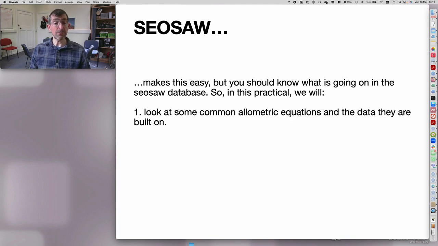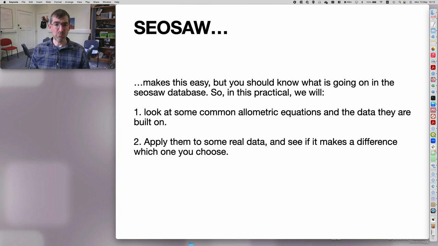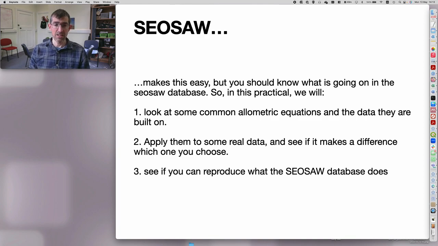So we'll look at some different allometric equations and think about which one you might want to use for different purposes. We'll apply the allometric equations to some real inventory data and see if it makes a difference if you choose different allometric equations. And we'll get on in the second part of the practical to seeing what comes out of the SEOSAW database and seeing if you can come up with the same numbers so you can be confident that you know what the SEOSAW database is doing.